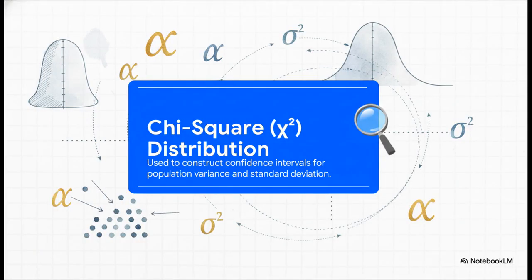So what exactly is it? Well, the chi-square distribution, and you'll often see it written with that Greek letter chi squared, is basically our go-to method anytime we need to take a small sample and make an educated guess about the true variance of the whole population it came from.